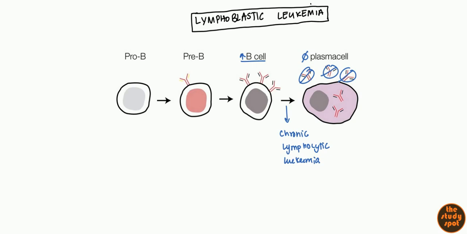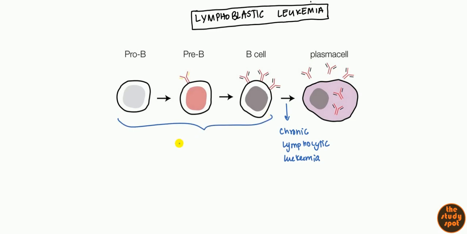The other type of leukemia is going to be acute lymphocytic leukemia, which is all of these. So all of the pro, pre, and B is going to be acute lymphocytic leukemia. You can have a problem either between pro and pre, and between pre and actual B cell. Generally, acute lymphocytic leukemia will not affect this area here where CLL is primarily affected.